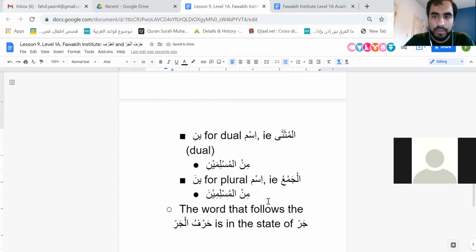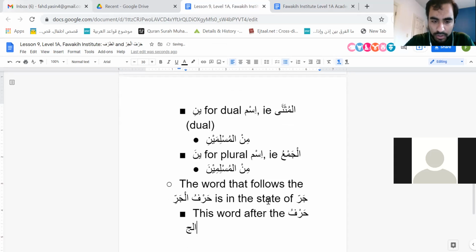Now, I'm going to introduce another term to you because I'm pretty sure now is a good time to introduce it. It's not really a different term, it's just a different way of looking at it, I guess. So this word after the harf jarr is called ism majroor.